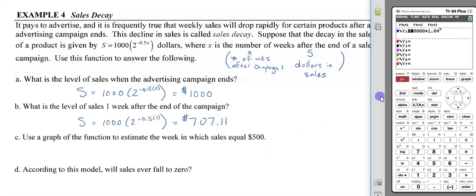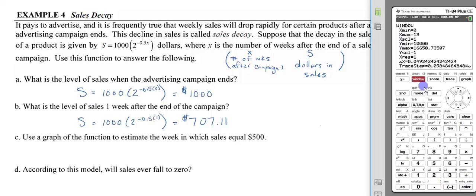Next, they'd like us to use a graph of the function to estimate the week in which sales equal $500. So let's go to y equals, put our function in, and let's set our window. For our window, we can start with 0, and we can see after just 1 week the sales have dropped drastically. Shouldn't take long to get it to $500. So let's put in a 5 so you can get a good piece of the graph to view.